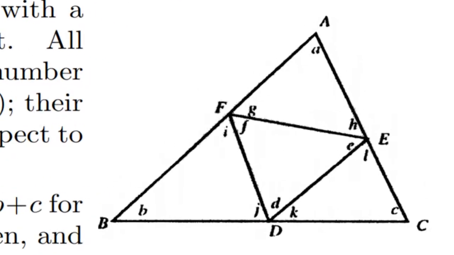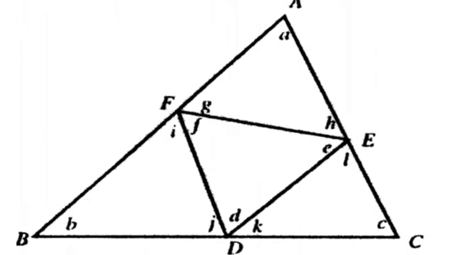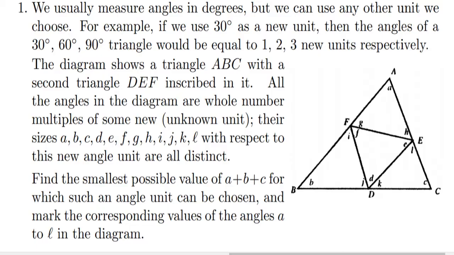The diagram shows a triangle ABC with a second triangle DEF inscribed in it. All the angles in the diagram are whole number multiples of some new unknown unit. Their sizes A, B, C, D, E, F, G, H, I, J, K, L, with respect to this new angle unit, are all distinct. Find the smallest possible value of A plus B plus C for which such an angle unit can be chosen, and mark the corresponding values of the angles A to L in the diagram.